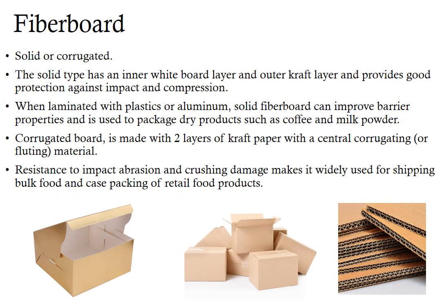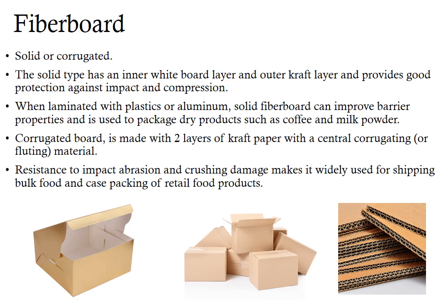Usually fiberboard is classified into two types, solid fiberboard and corrugated fiberboard. The solid type has an inner white board layer and outer brown kraft layer and it provides good protection against impact and compression. When laminated with plastic or aluminium, solid fiberboard can also improve barrier properties and can then be used to pack dry food products such as coffee and milk powder. For example, you have seen solid fiberboard in cake boxes or pizza boxes.